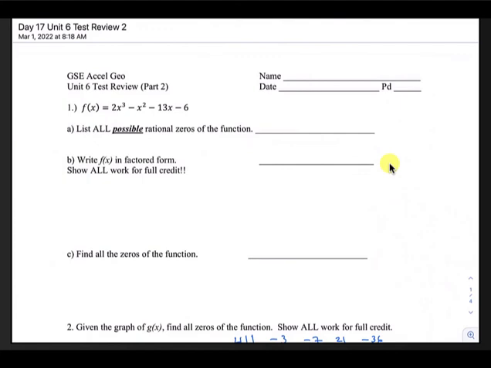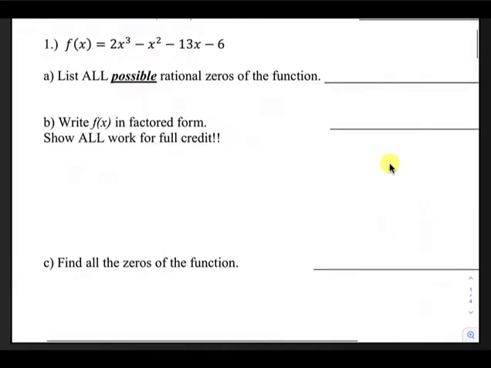Hello and welcome back. This video covers the Unit 6 test review number 2 on polynomial functions. For question 1, we have this polynomial and it says to list all the possible rational zeros of the function.